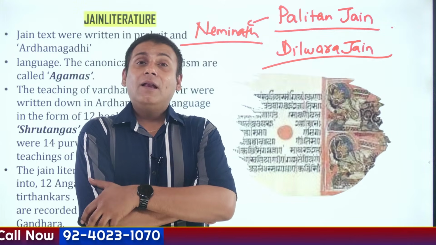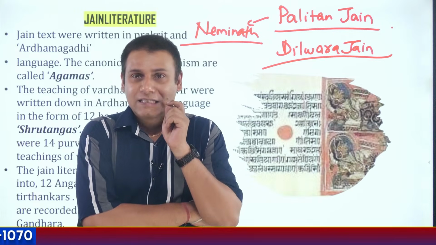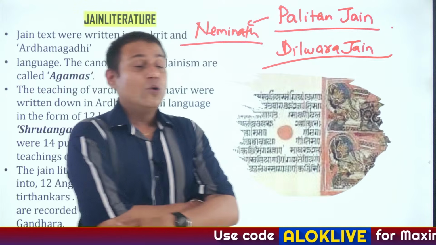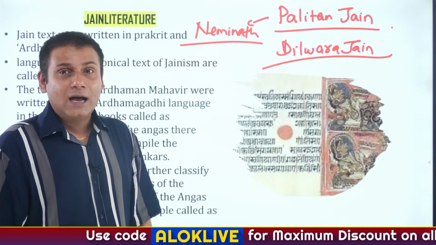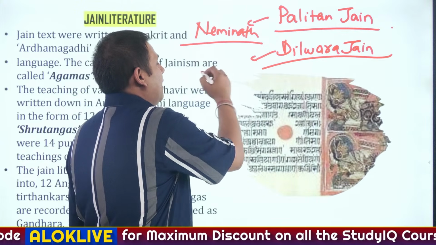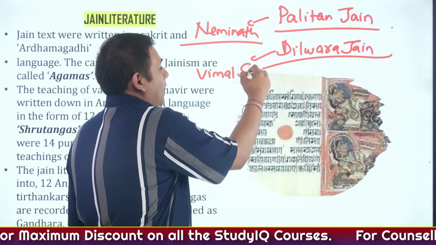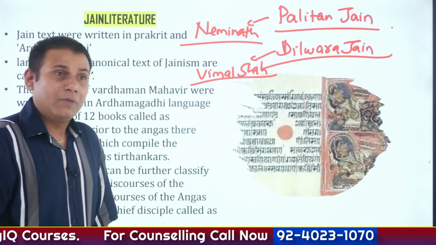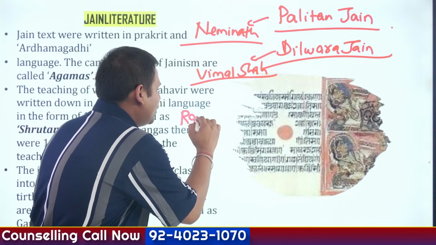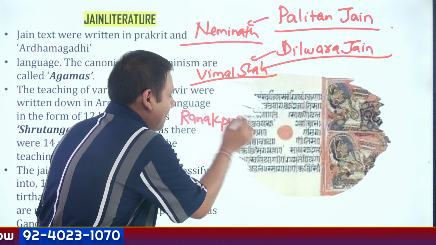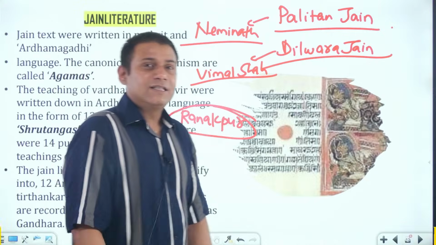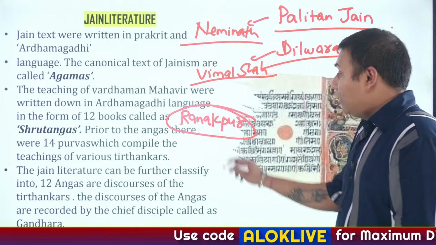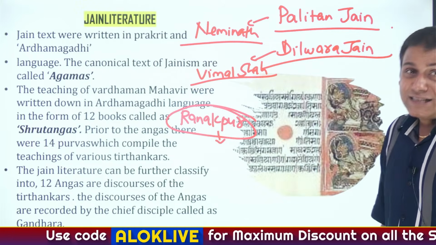Dilwara Jain Temple is located in Mount Abu, Rajasthan. Banaut, very good. Very good guess. It was constructed by Vimal Shah. It is a group of 5 important temples. Is that clear? Then, where is Ranakpur Jain Temple located? Just take a guess. Ranakpur Jain Temple, my friends, is also located in Rajasthan.